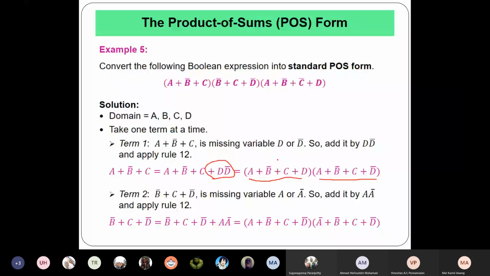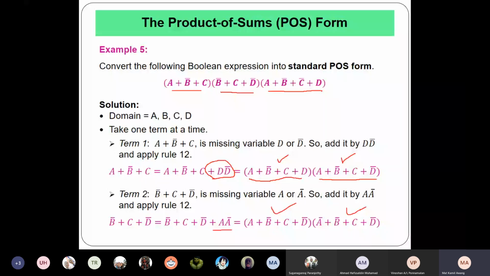Now you look at term number two. Term number one, this one is settled. This one is term number two: B bar plus C plus D bar. So you are missing an A term. So what do you do? You add with A dot A bar. Then you use rule 12. So you get this and this. Now you look at the third term. Is this a standard POS form? Yes, it is a standard POS form, so you don't do anything about it.